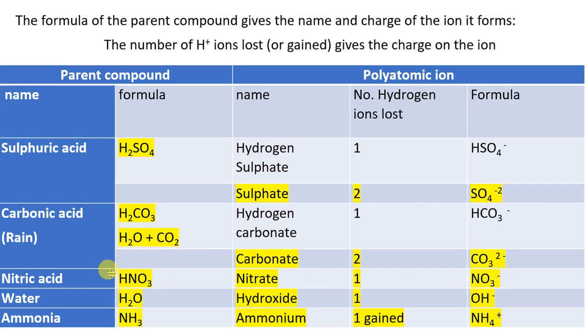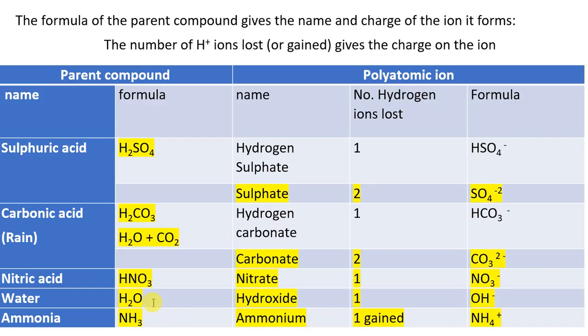Nitrate comes from nitric acid, which is HNO3. If one hydrogen ion is lost, then what's left is NO3, nitrate. One hydrogen ion lost as H+, so the nitrate ion must have a charge of NO3-.